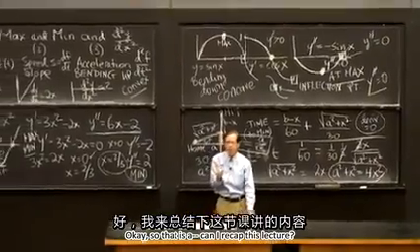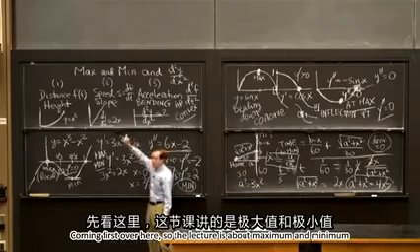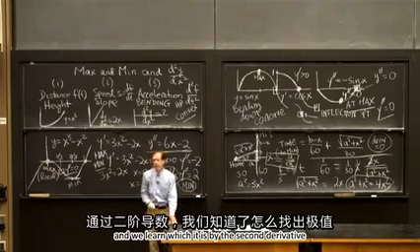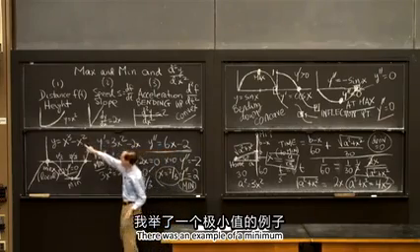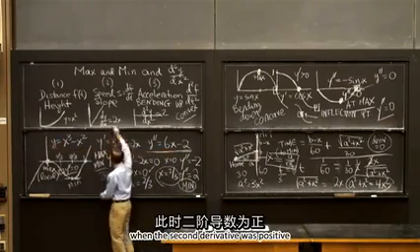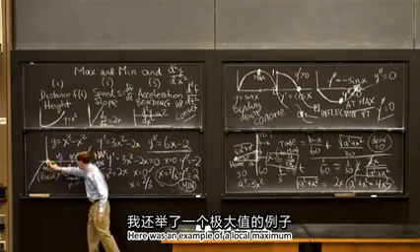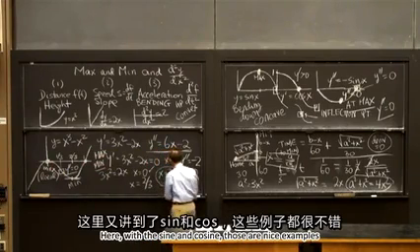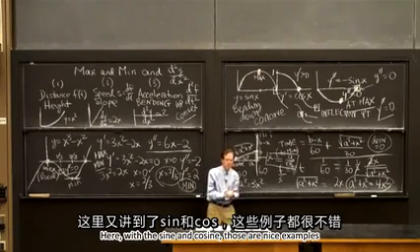Can I recap this lecture? So the lecture is about maximum and minimum, and we learn which it is by the second derivative. So then we had examples. There was an example of a minimum when the second derivative was positive. Here was an example of a local maximum when the second derivative was negative. Here, with the sine and cosine, those are nice examples.